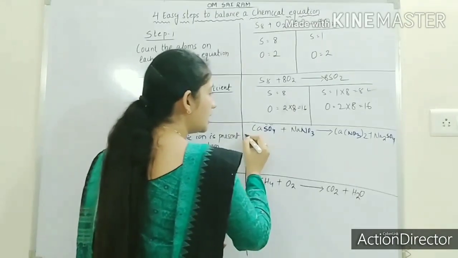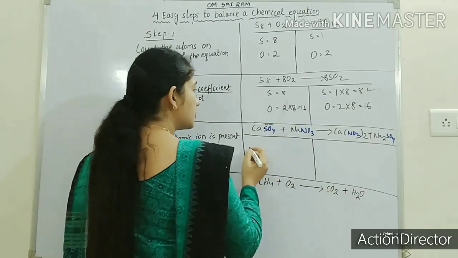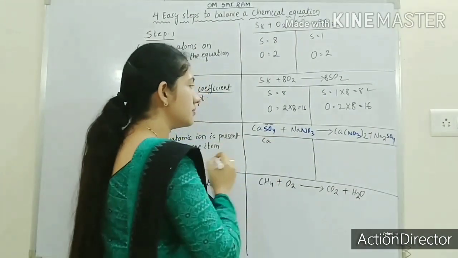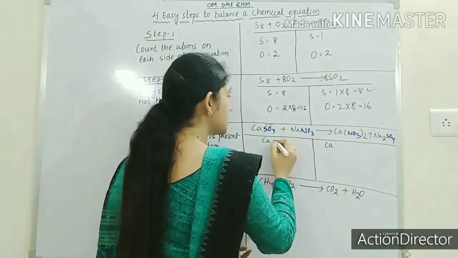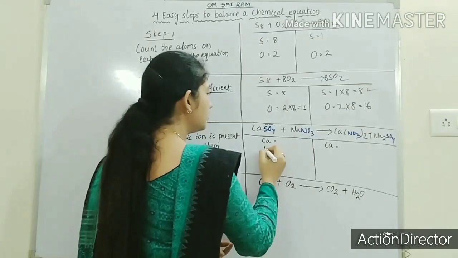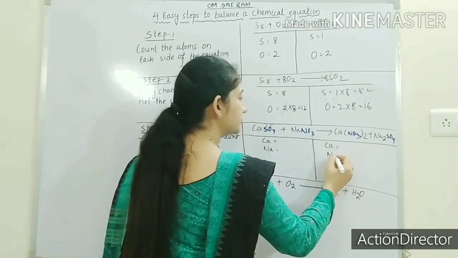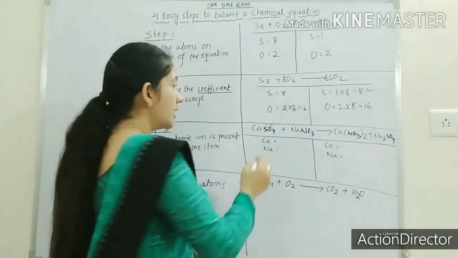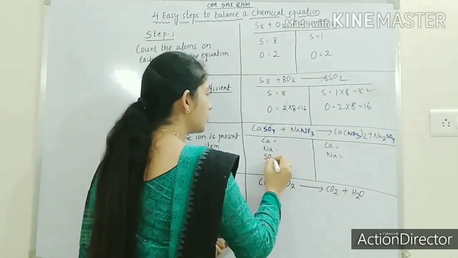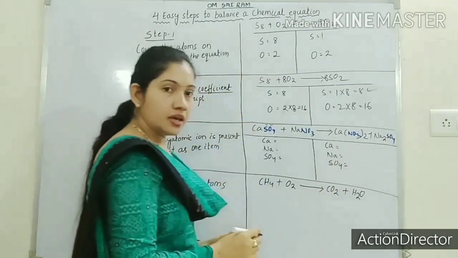So here, while counting the atoms, we will write like this. First, which one is the element? Calcium. This side also calcium is present. Then sodium. Sodium is also present on this side. Then we will write the polyatomic ions. SO4.